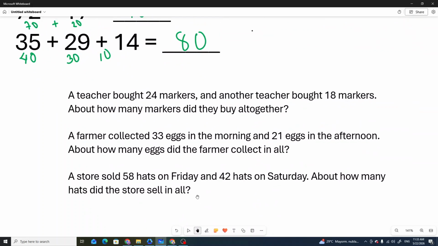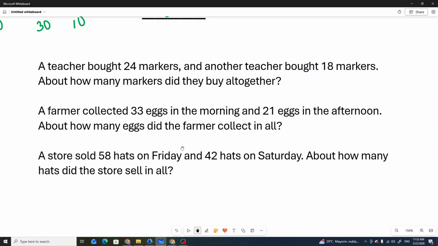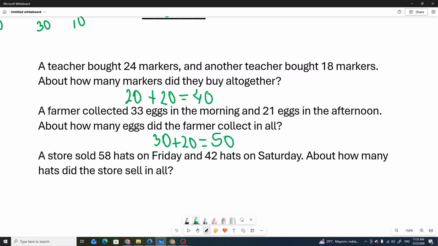I want you to pause the video and complete these 3 exercises, okay? Okay, now that you completed, let's go ahead and check your answers. So 24 is going to be 20, right? Rounding down, plus 20 is going to give me 40. So 40 altogether, okay? So a farmer collected 33 eggs in the morning and 21 eggs in the afternoon. So 30 plus 20, it gives me 50 in all, okay? A total of 50 eggs.